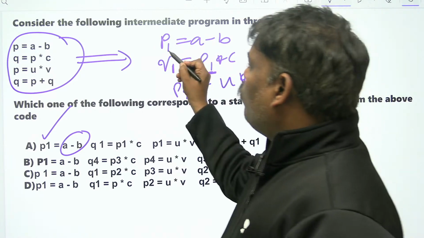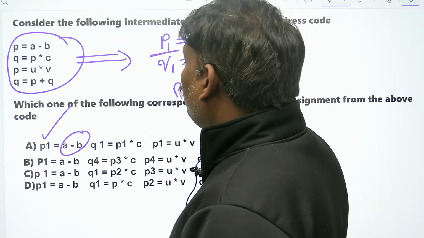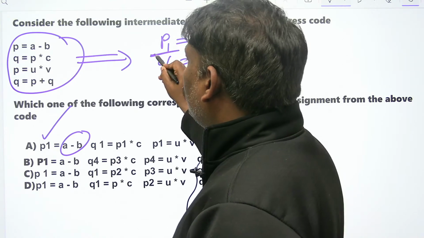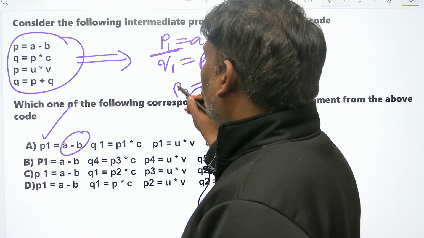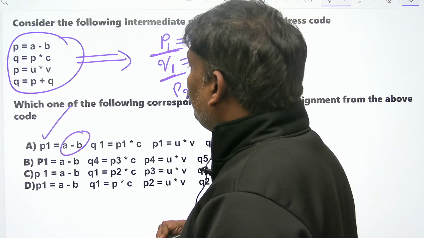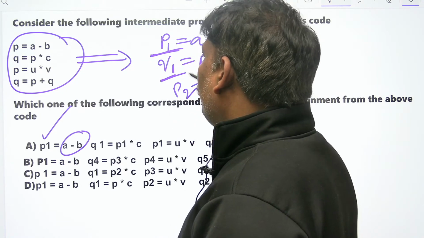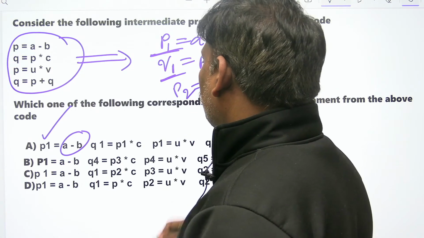Some people are asking, why have you renamed here? P already has some meaning. I don't want to give another meaning to P, so I renamed it. Next one. Why did I write Q1 here? Q already has some meaning, so I don't want to change Q. So I gave the rename Q1. So it is P2.